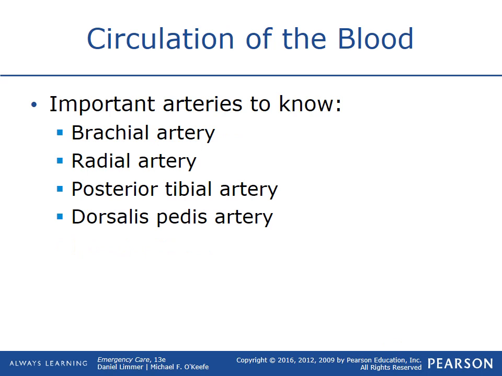You also need to know the brachial artery. The brachial artery is the artery where we check for a pulse in infants. It's in the upper arm. The radial artery is on the thumb side of our hand in the wrist. There's also an artery, the posterior tibial, behind the ankle, and the dorsalis pedis is on top of the foot. You can check all of these arteries, and that is where you'll find a pulse.